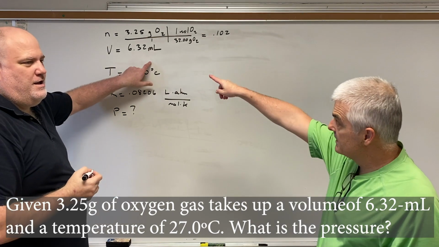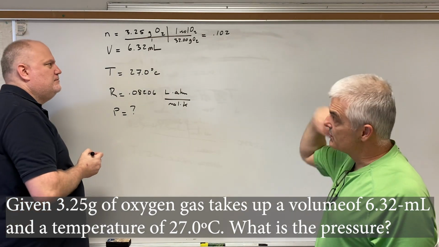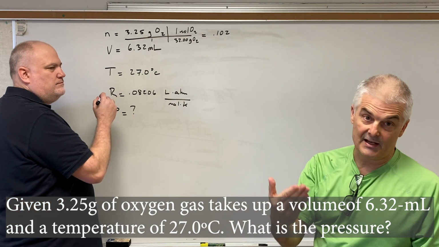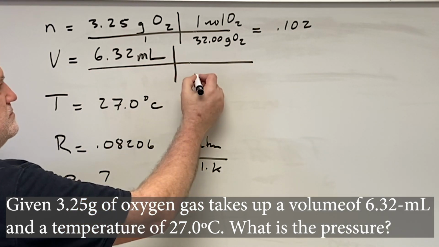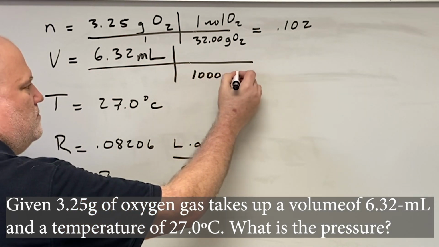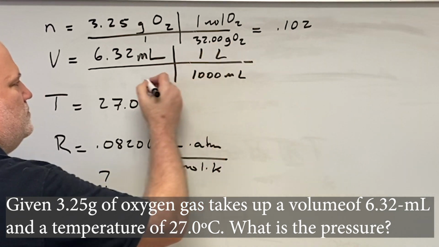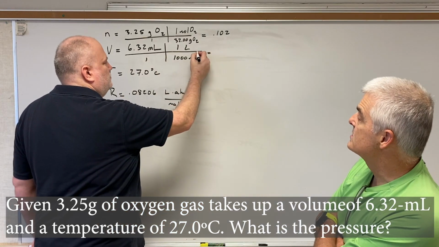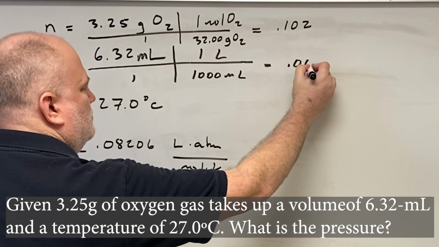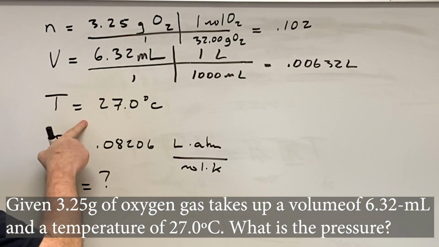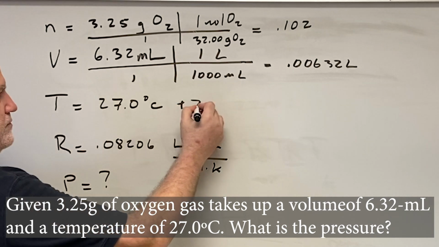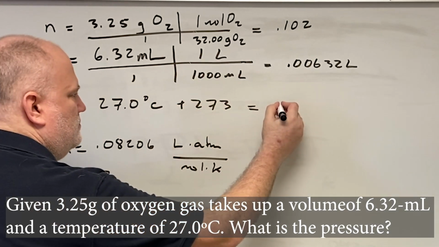And we've got milliliters. I accidentally wrote liters there, but milliliters. Yeah, with 6.32 milliliters, so you've got to convert that to liters. So 6.32, and that's going to be over 1,000. You have to know this, 1,000 milliliters in a liter. So that's 0.00632 liters, right? And 27 degrees Celsius, that's simply just adding 273 to that. That's an easy one. That adds right up to 300 Kelvin, right?